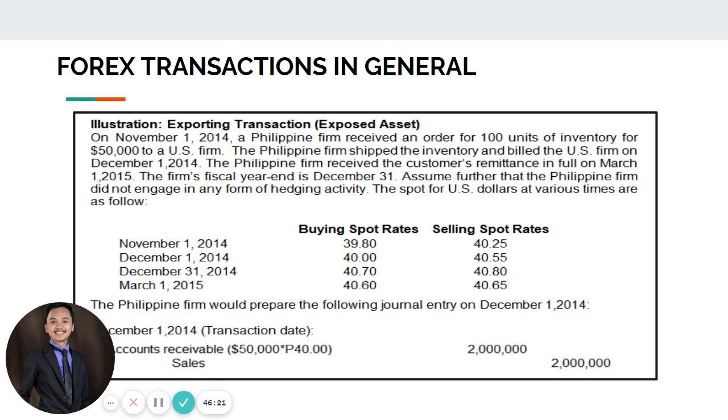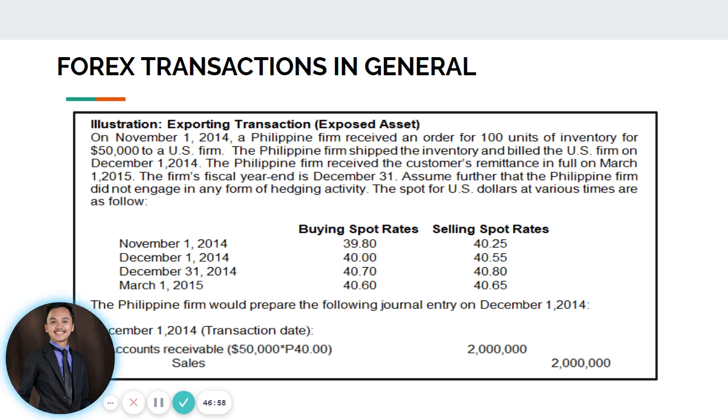Okay? Sige. This time, let's proceed with an exporting transaction. Exporting is the opposite of importing. In exporting, we are the one who sells. That is why the spot rate we use is the opposite. Since we are the one who sells, we use the buying spot rate. And at the same time, since we are the sellers, we recognize accounts receivable. What is exposed to risk this time is your asset, your AR. So there are tendencies that your AR will increase or decrease.